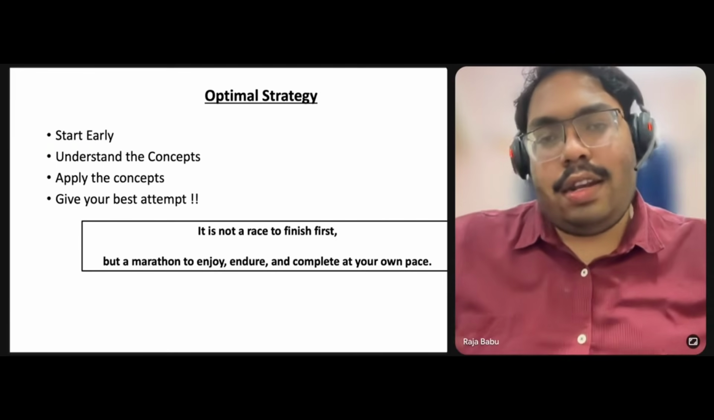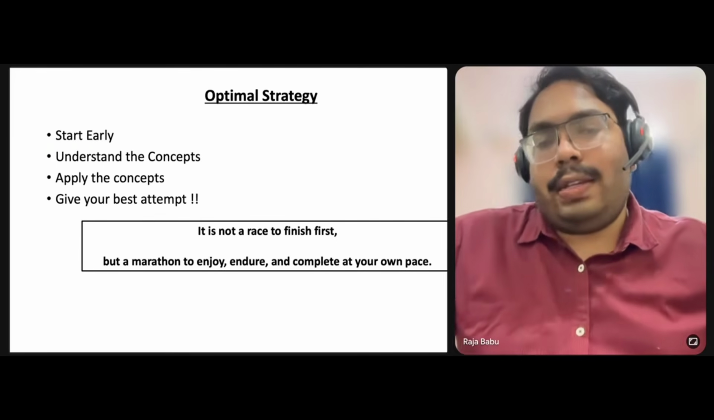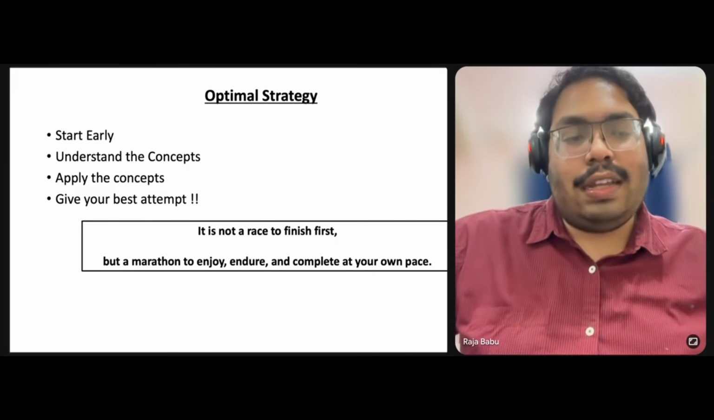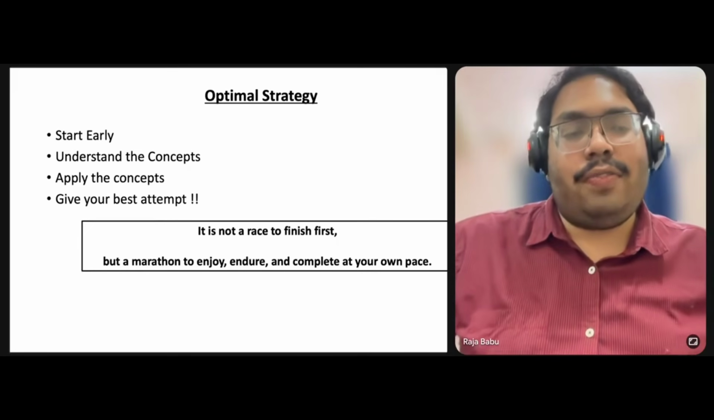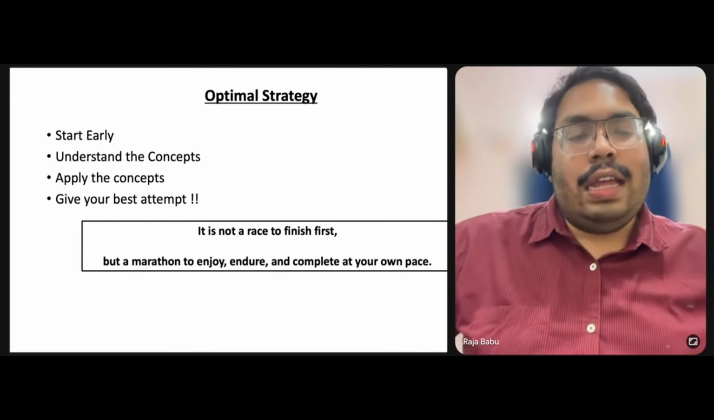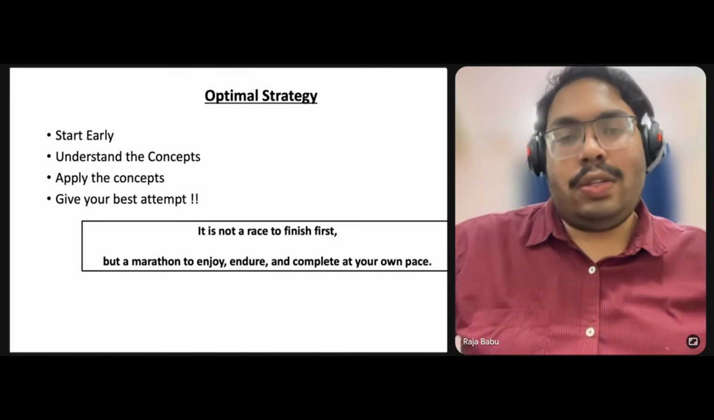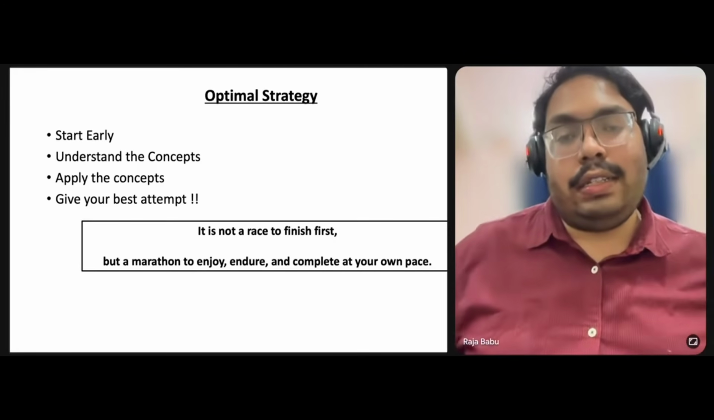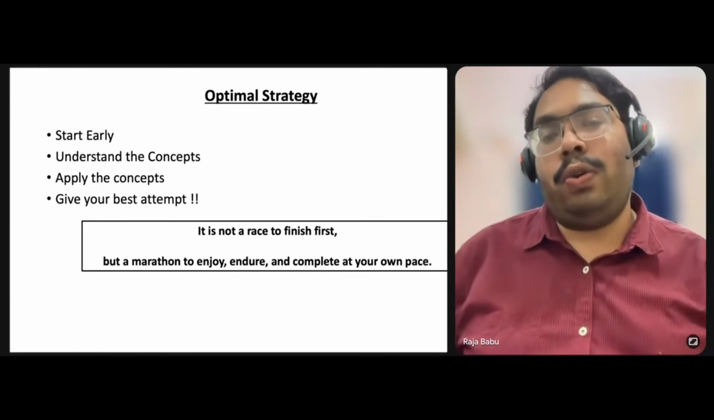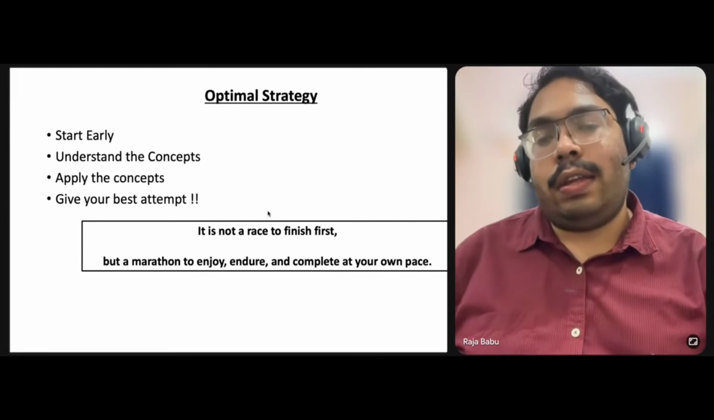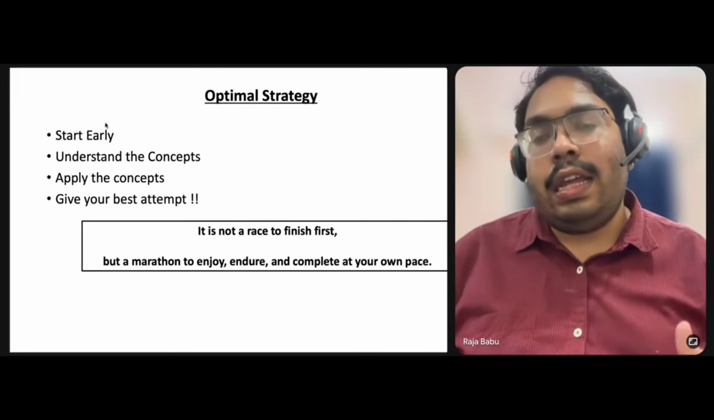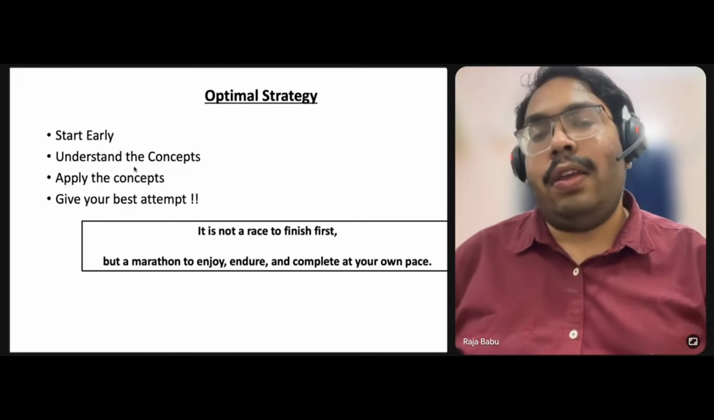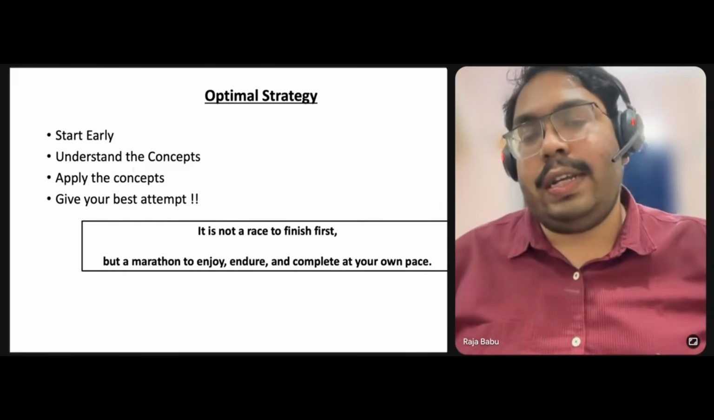Now the final thing, what should be your optimal strategy? It may vary from person to person, and in my perspective, there is no fixed optimal strategy. You need to build your own strategy. In general, I can say that these are the four important things which you need to keep in mind while building your strategy.